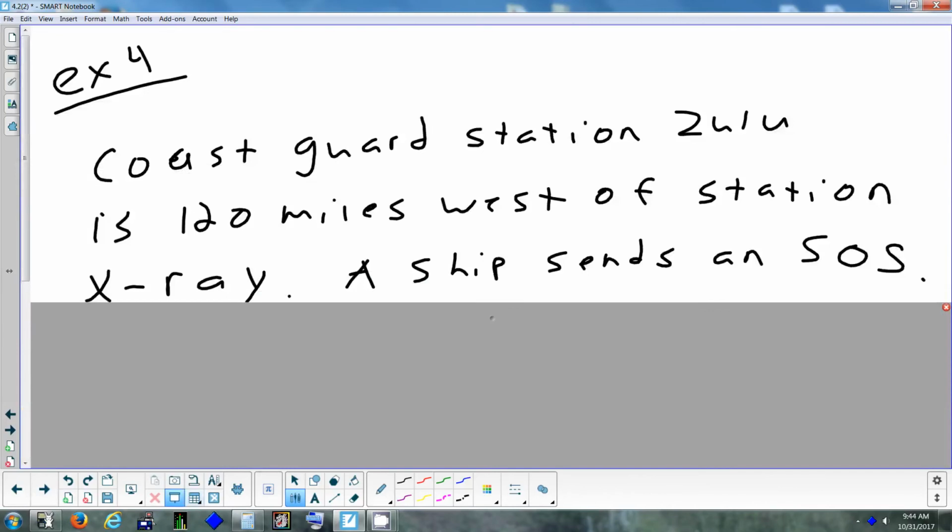Okay, so we have 2 Coast Guard stations. Okay, and I'm just calling them Zulu and X-ray, Z and X. Okay, a ship sends out an SOS. So we're going to assume this ship, their GPS isn't working. They don't have a compass. It's nighttime, so they can't see any landmarks. It's cloudy, so they can't see any stars. They got nothing. All they got is their radio. So they send out an SOS. Each Coast Guard station hears the SOS.